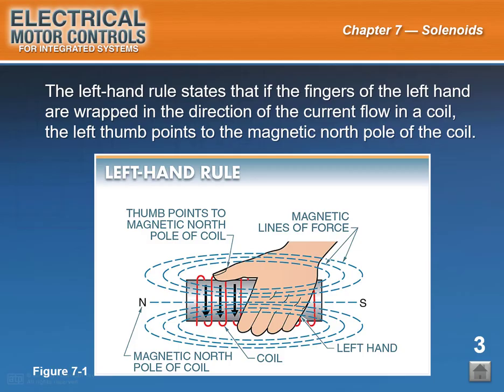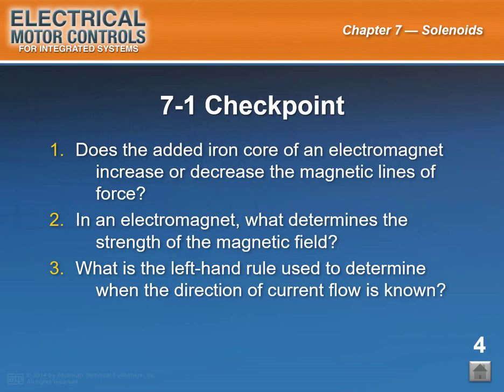7-1 Checkpoint. Does the added iron core of an electromagnet increase or decrease the magnetic lines of force? In an electromagnet, what determines the strength of the magnetic field? What is the left-hand rule used to determine when the direction of current flow is known?